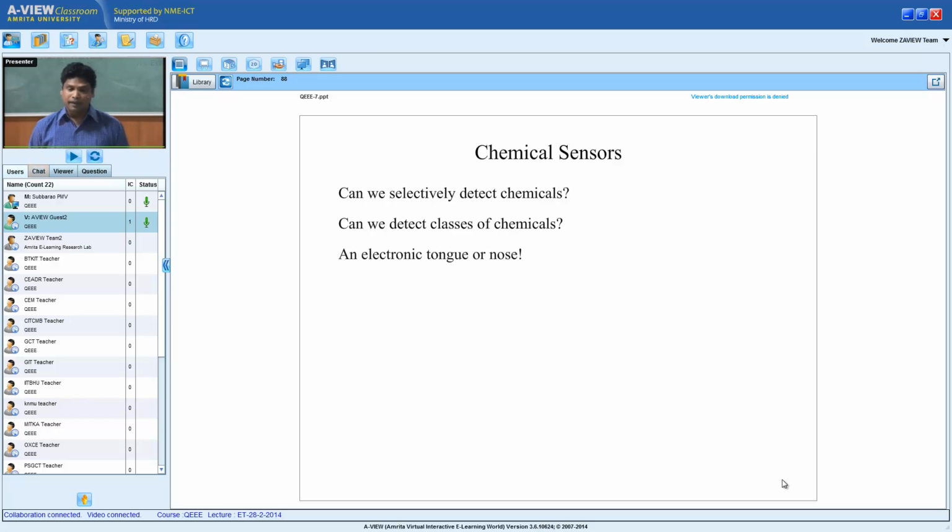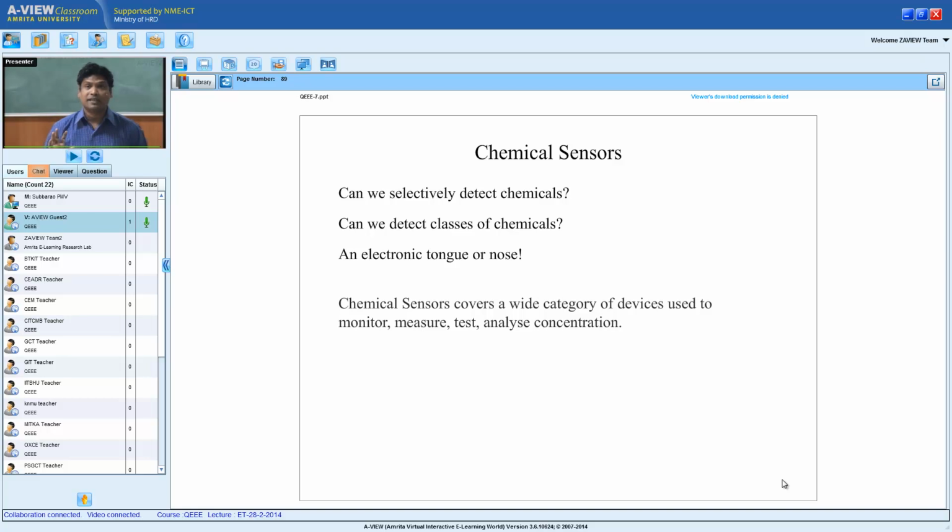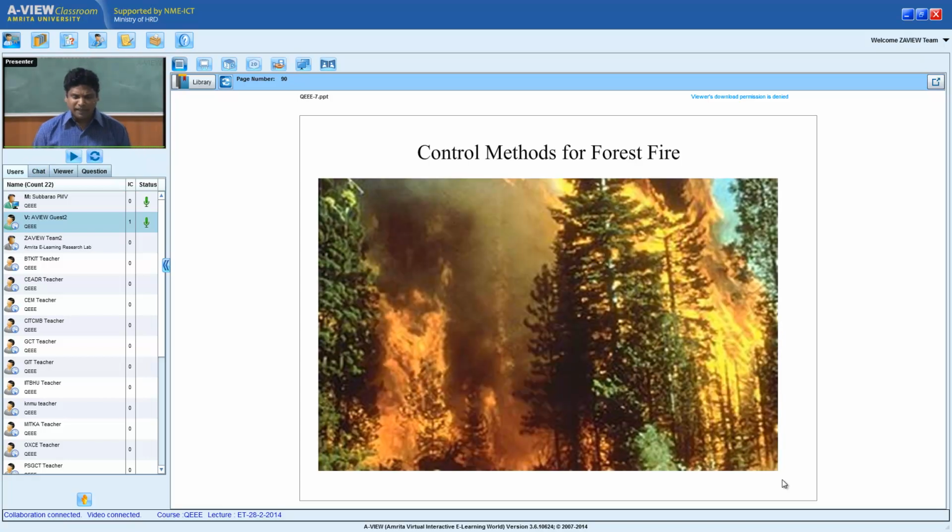So people have now developed what are called electronic tongues and electronic noses, so that you will have a quantitative description, not a qualitative description. I said chemical sensors cover a wide range of devices to monitor, measure, test and analyze concentration for many purposes and many other things.